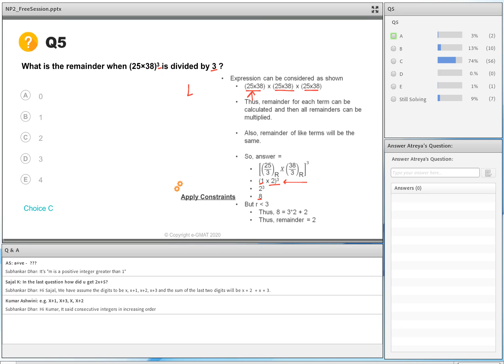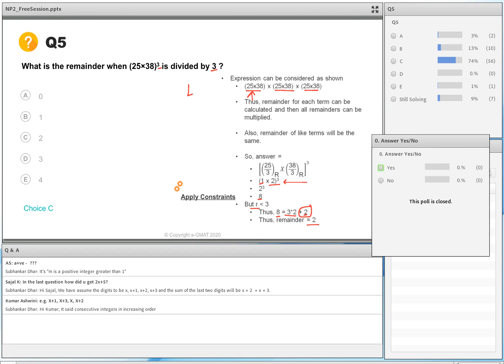But can 8 be the answer? No, because I cannot get a remainder of 8 when I divide any number by 3. The remainder should be less than the divisor, so r should be less than 3. So then I further divide 8 by 3 to get to the answer, right? I write 8 as 3 times 2 plus 2, and then I see that yes, 2 is less than 3. So I'll mark 2 as the answer, which is choice C.